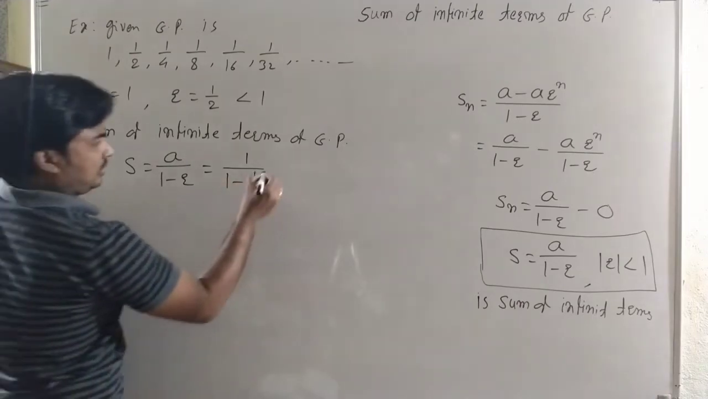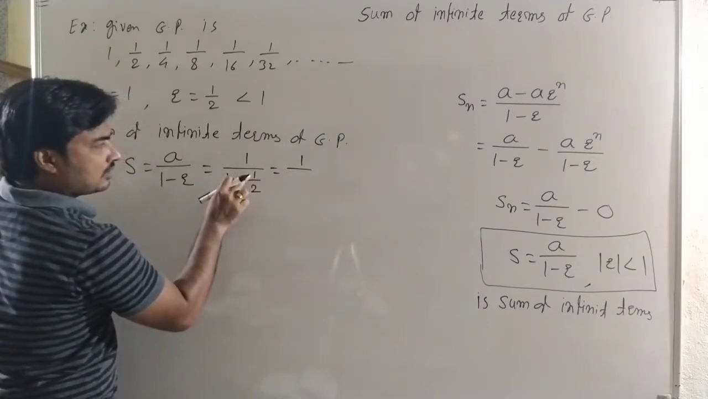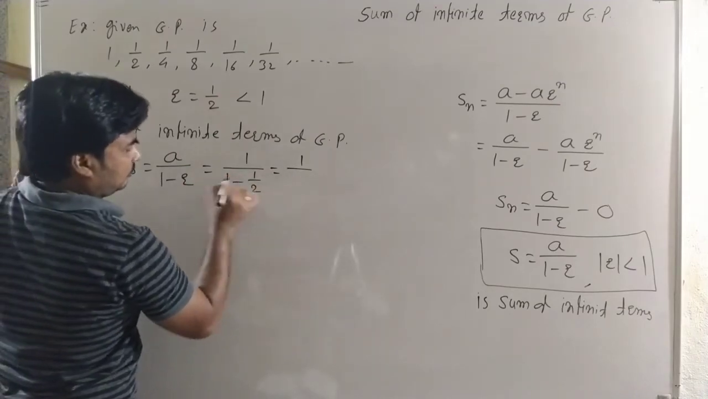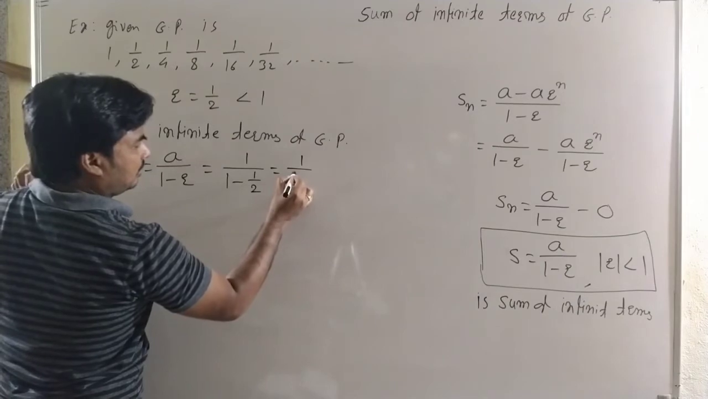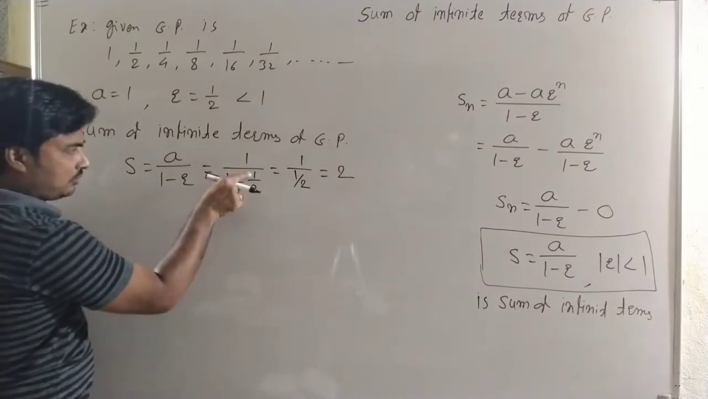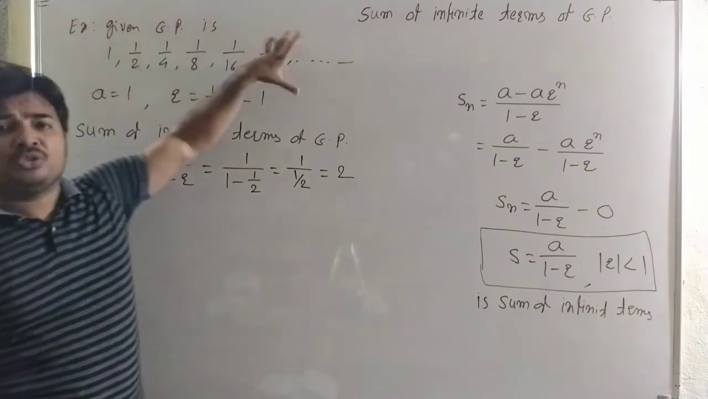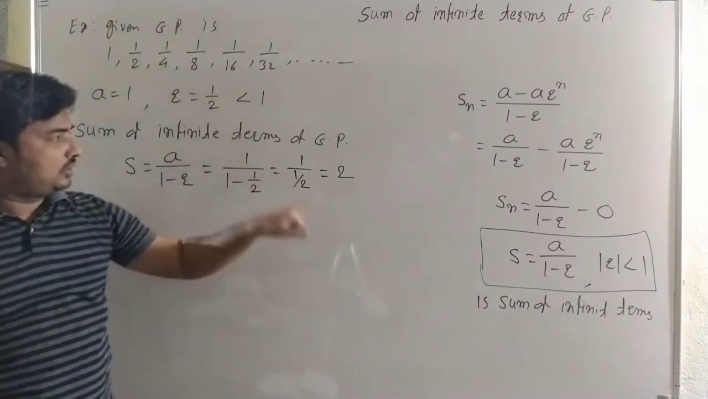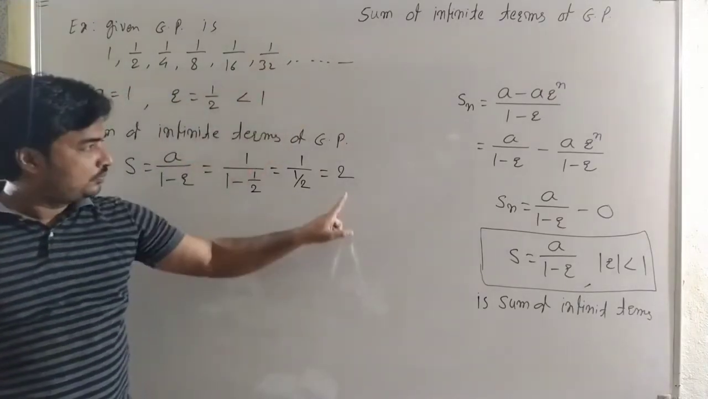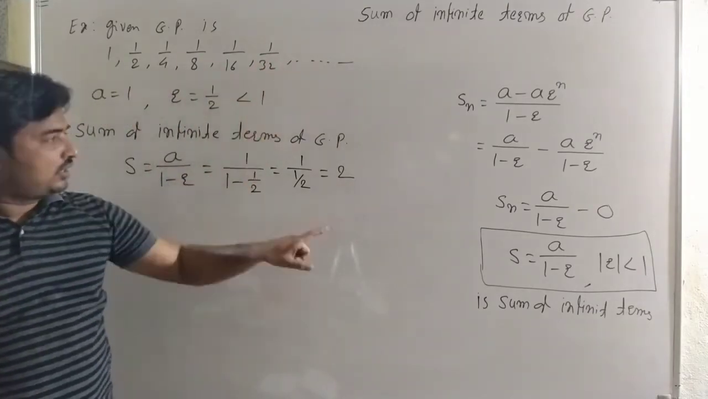See carefully the calculations. Then it is 1 upon 2 minus 1 over 2. See carefully, 2 minus 1 is 1, so it is 1 by 2, which is 1 upon 1 by 2, then it is 2. That means the sum of this geometric progression of the infinite terms is 2. Therefore the sum of the infinite terms in this geometric progression is 2.